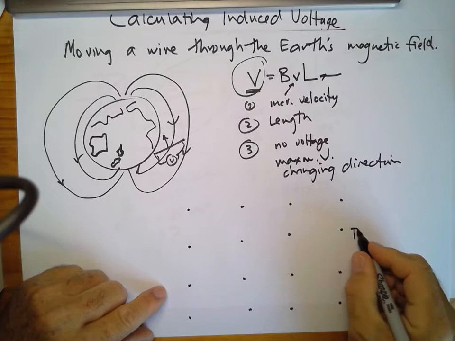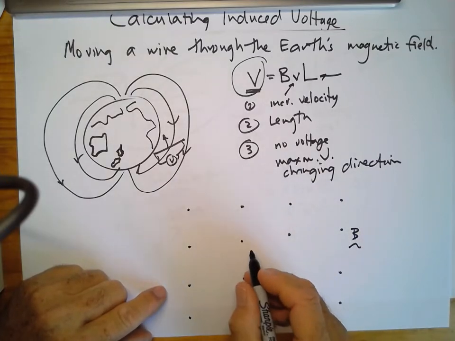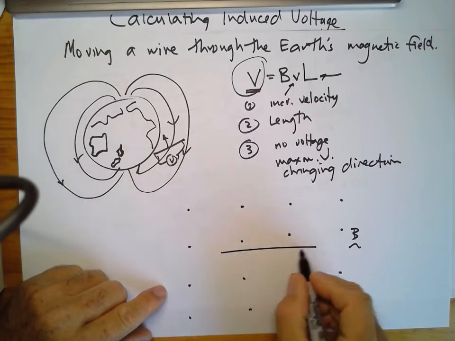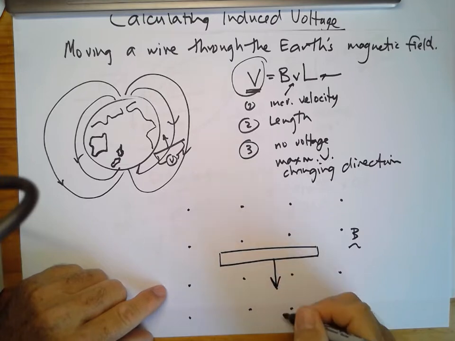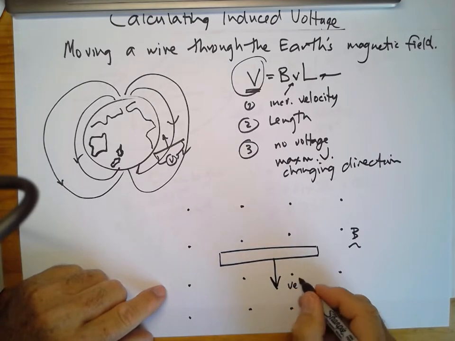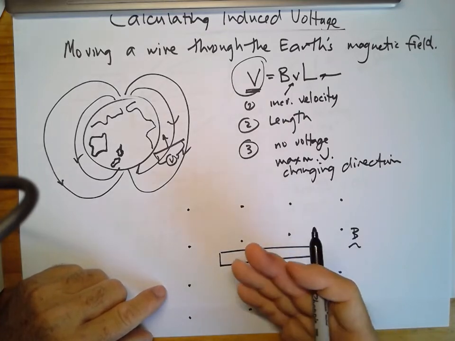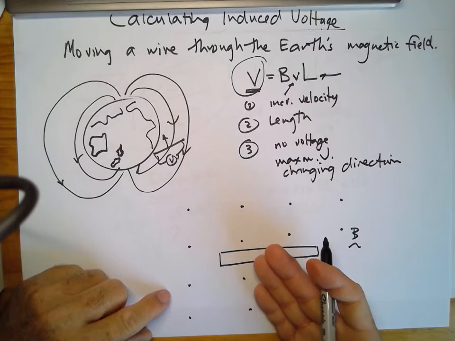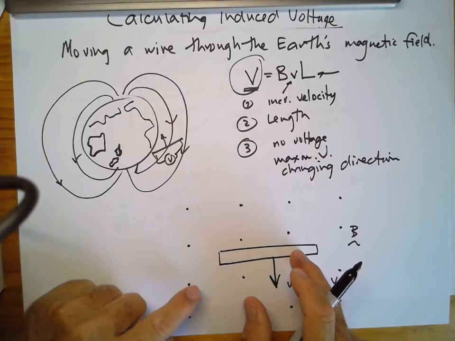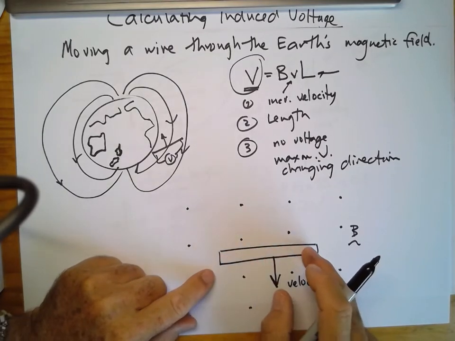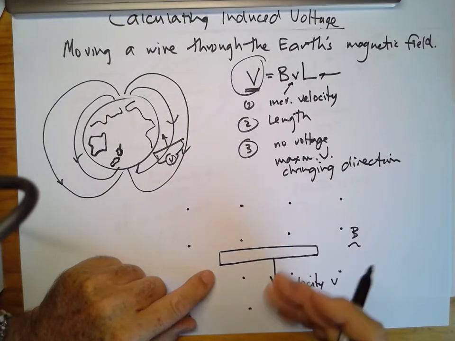We have a magnetic field coming out of the page here, and we bring a conducting rod downwards with a velocity v. We need to draw the arrangement of the charges that result, the movement of charges that result in this conducting rod, and indicate which side is positive and which side is negative.